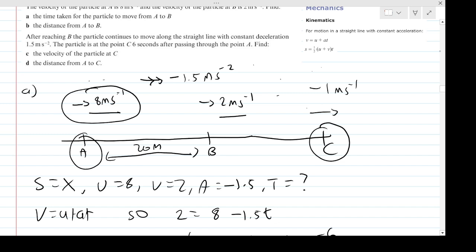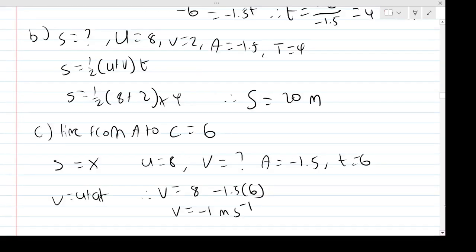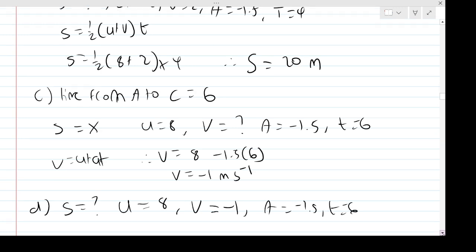Okay, so the distance from A to C. That's what I'm getting at then. If we consider the overall distance from A to C, again, let's use our SUVAT. So at part D, S is the distance we want to work out. U is again 8. V was minus 1. A is minus 1.5, and T is 6.